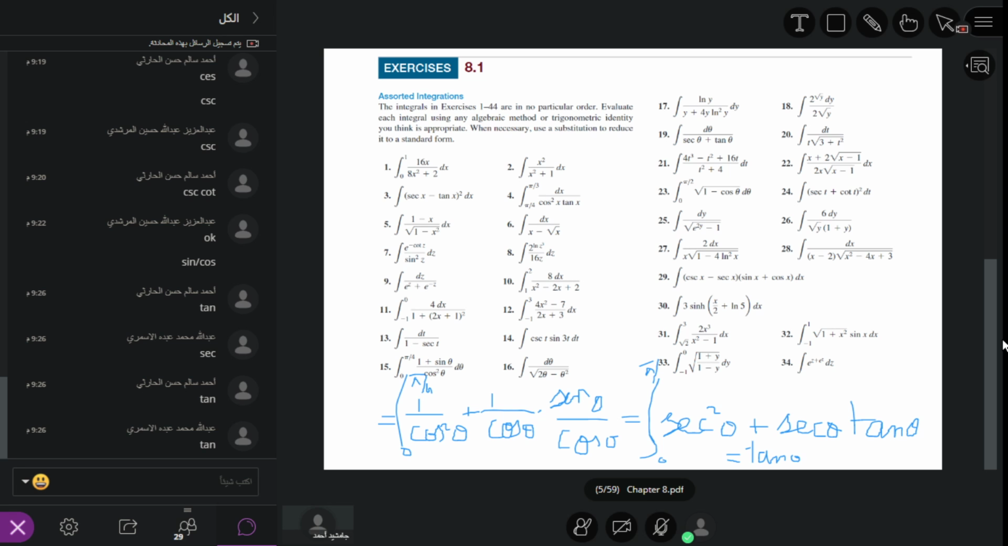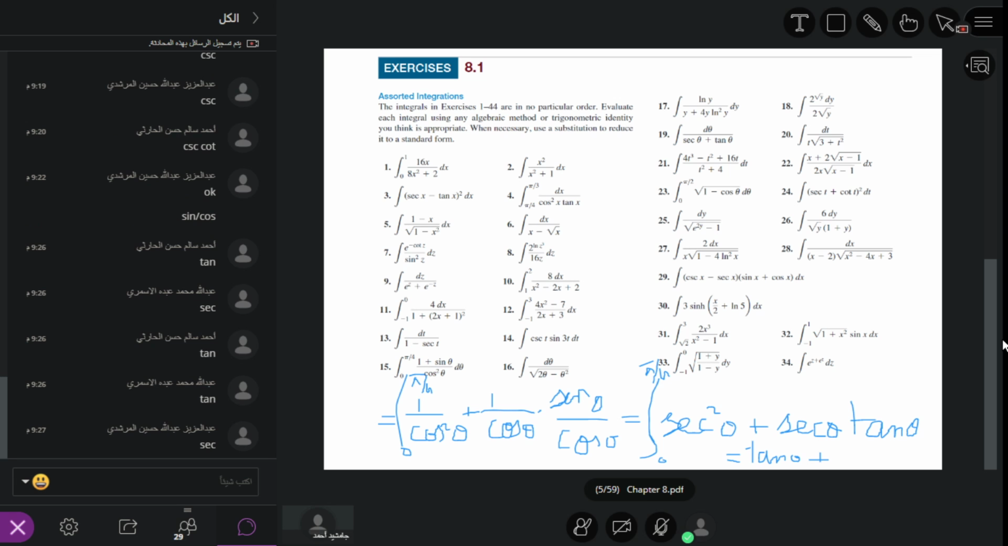So here plus, what is the integral of sec theta tan theta? It is equal to sec theta. So thus we get tan theta plus sec theta. First we put the upper limit and the lower limit.